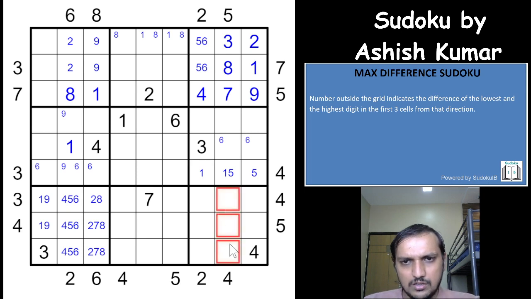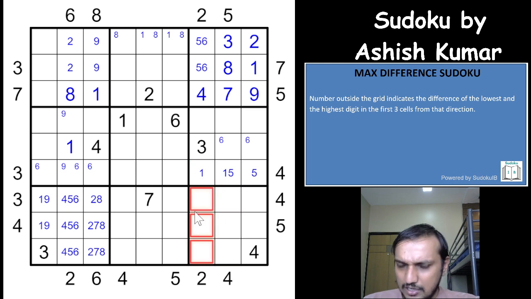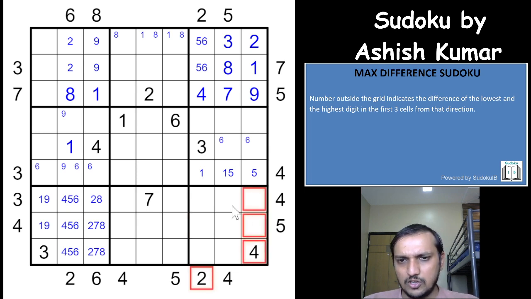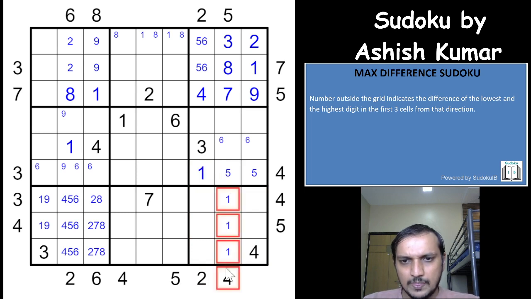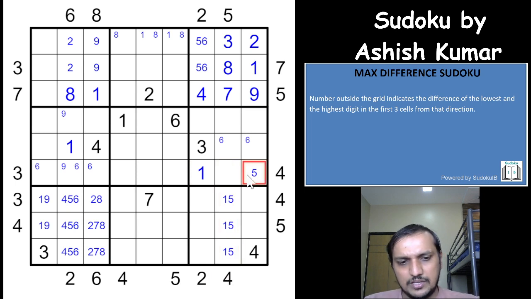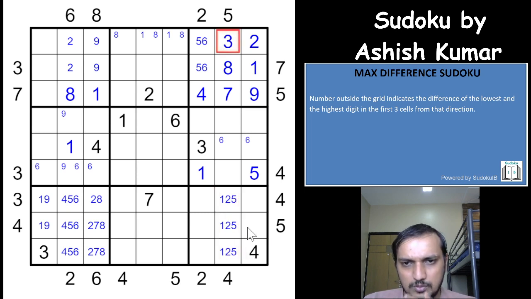Okay, 1 cannot be here, so this cell cannot be a 1, these 3 digits cannot be 1, because it would be 1, 2, 3 because of the 2 outside. 1 cannot be here, so 1 would have to be here. This is not a 1, so this is a 1, and now the maximum digit would be 5 here, which means 5 is here, and you will have a 2 here. 1, 2 and 5, 4 and 3 are not possible, so this cell is a 2 here.